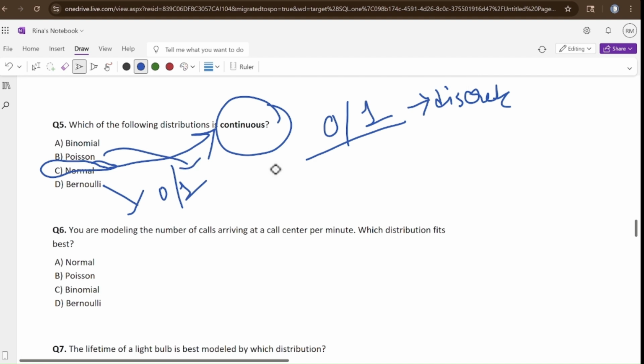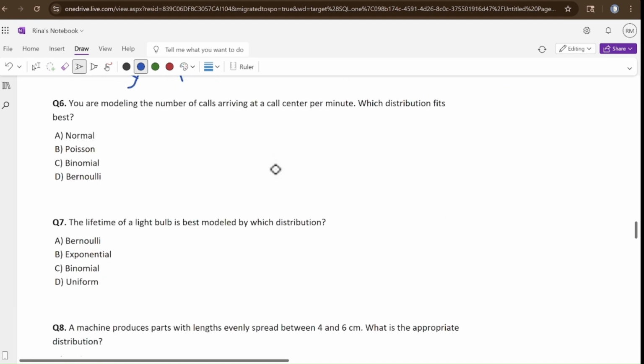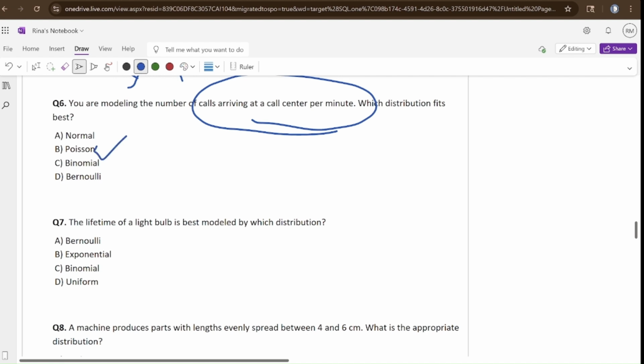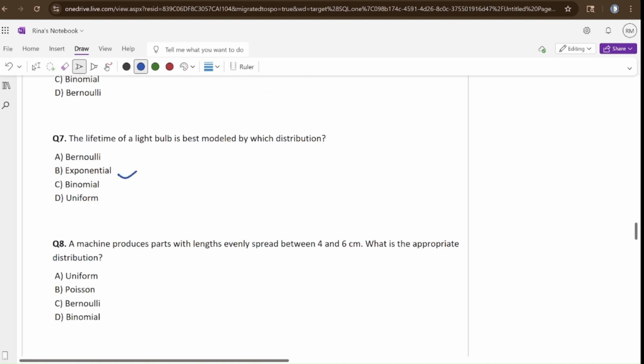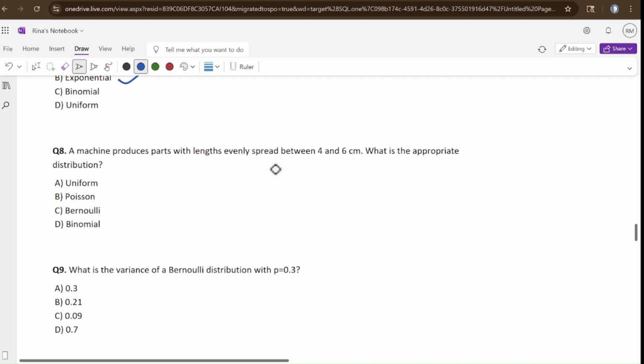Okay. Now next question. You are modeling the number of calls arriving at a call center per minute. When the time concept is there, then you can easily say this is Poisson. Because in a fixed time interval, you are trying to predict the calls arriving at the call center, right? The lifetime of a light bulb, exponential. A machine produces parts with lengths evenly spread between 4 and 6 mm. This you can easily say this is uniform. Because it is evenly spread, right?